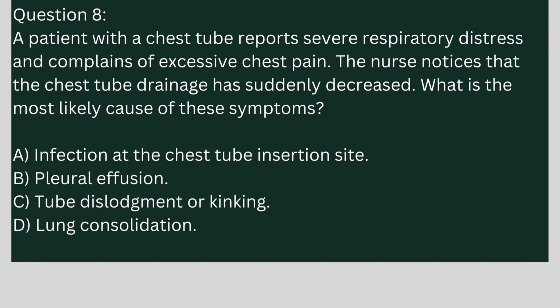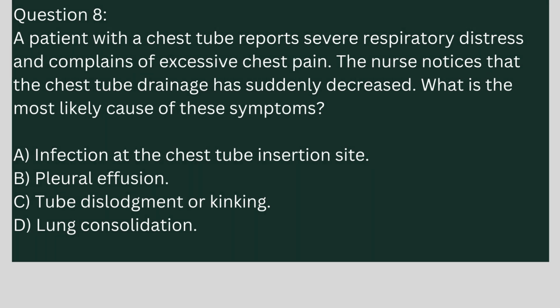Question 8. A patient with a chest tube reports severe respiratory distress and complains of excessive chest pain. The nurse notices that the chest tube drainage has suddenly decreased. What is the most likely cause of these symptoms? A. Infection at the chest tube insertion site. B. Pleural effusion. C. Tube dislodgement or kinking. D. Lung consolidation. Answer 8.